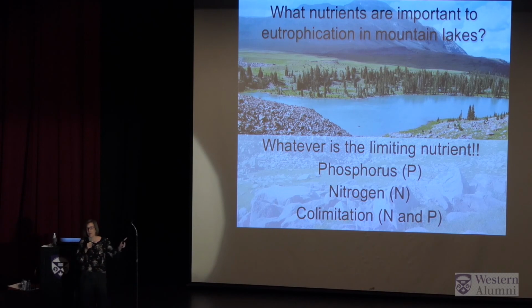That's the big one. Mountain lakes are special in the fact that nitrogen can also be an important nutrient for eutrophication. So can phosphorus, and sometimes both are really important. That's called co-limitation. So whatever is the limiting nutrient is the important nutrient in alpine lakes. It makes it a little bit more complicated to try and figure out what's going on.